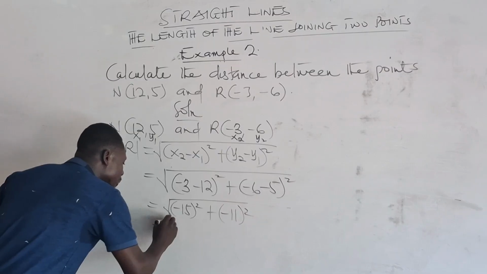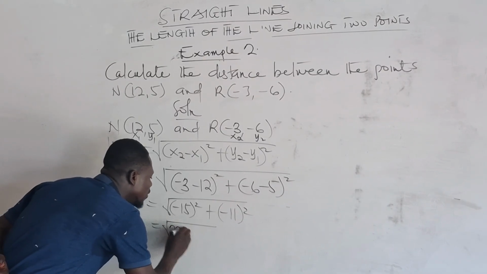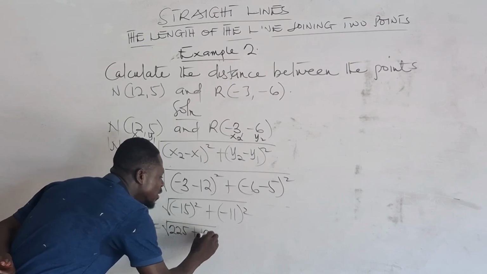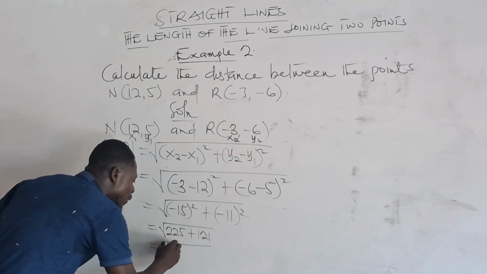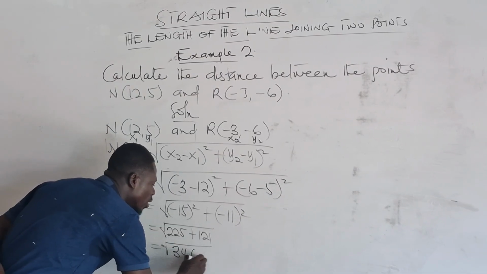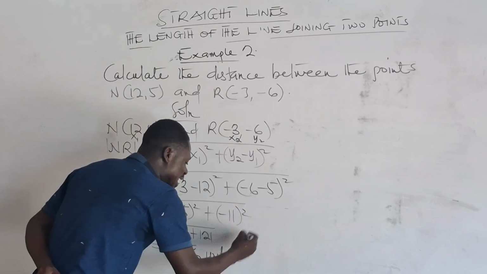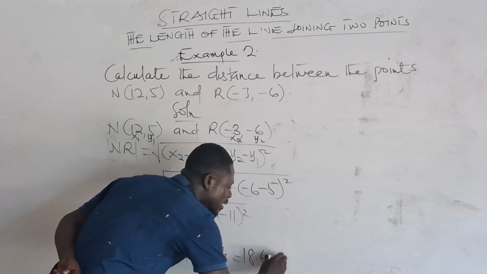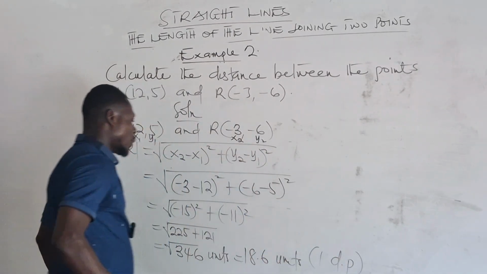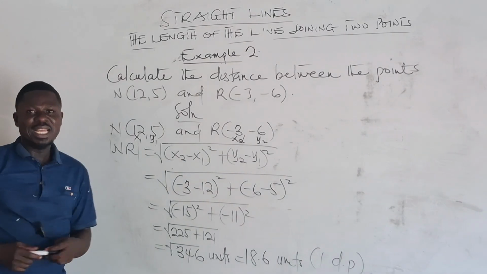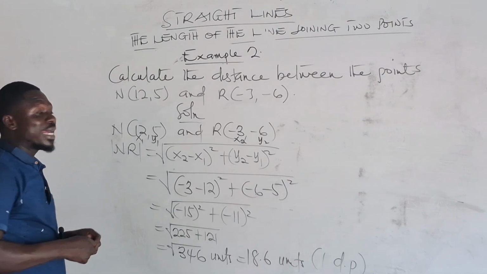Now let's square each of them. Squaring each of them, we will have 225 plus 121. When we sum them up, we are going to have the square root of 346 units. In decimals, it can be written as 18.6 units to 1 dp. So this will be the answer for the magnitude of the line NR.